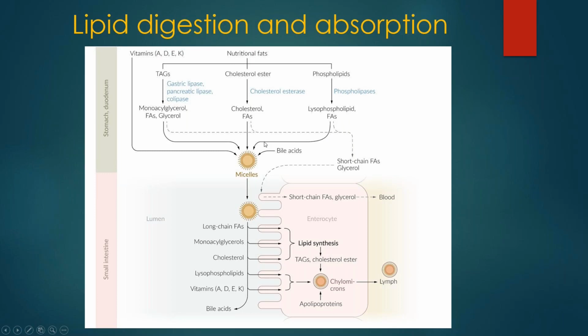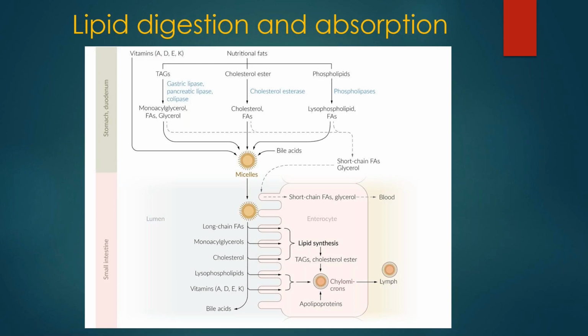After this degradation of fat in the stomach, bile acid is secreted, and it helps in the emulsification of fat. These micelles then enter the enterocytes, which are the intestinal cells. All these long chain fatty acids, monoacylglycerol and cholesterol are taken up by the enterocytes, and they are then packed again into a structure of lipids known as chylomicron.